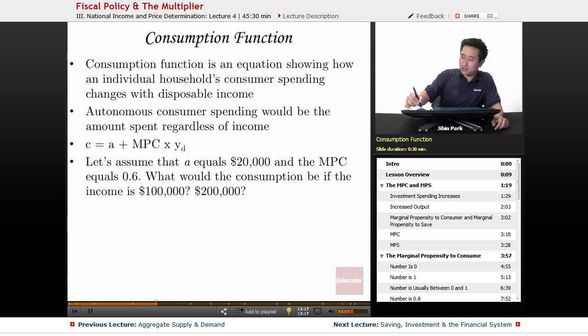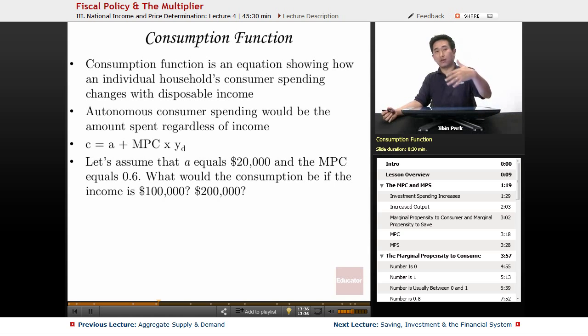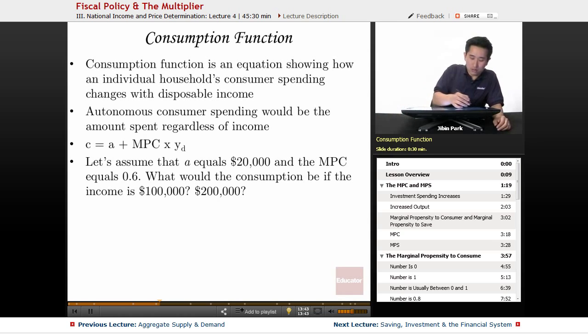The consumption function is a way to figure out the amount of disposable income that people are actually going to consume. It's a direct relationship, because as you make more money, you're going to spend more on consumption purchases, but you're not going to spend all of it. It depends on your marginal propensity to consume. So the consumption function is an equation showing how an individual household's consumer spending changes with disposable income.